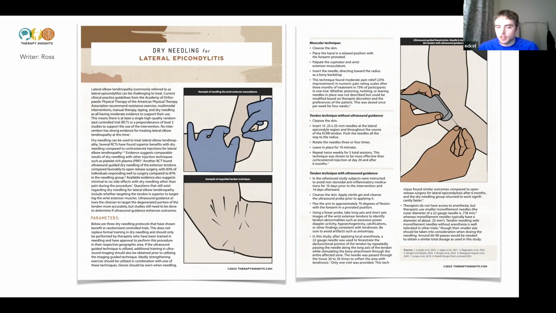In that study, they used a larger needle. So I talk a little bit about how you would want to dose, since in PT we're using a monofilament needle. It's about 3 times smaller than the needle they used in the study. And so you'd have to do probably 3 times as many passes if you wanted to have the same relative dose to the tendon. And so it kind of outlines how you would do that. So yeah, that's that piece.